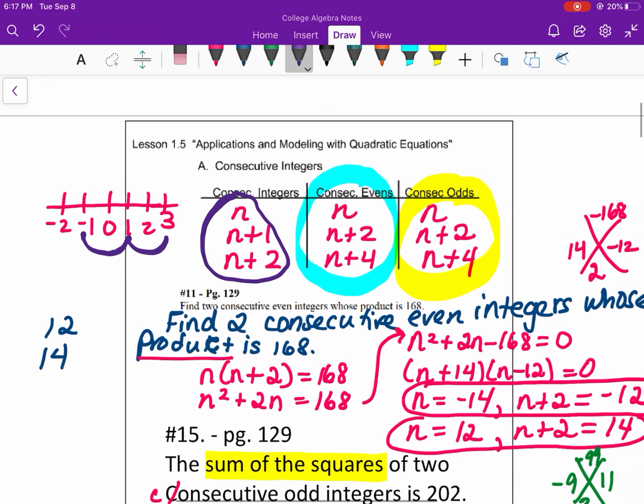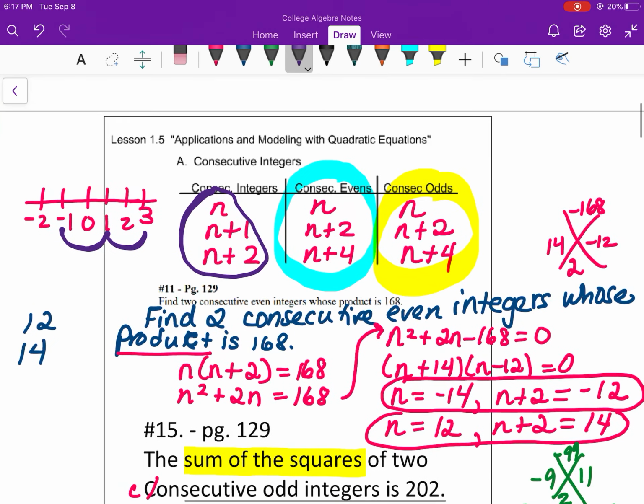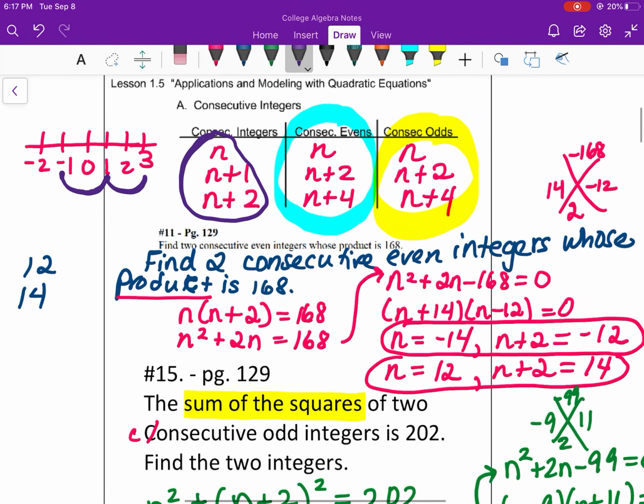The goal on number 11 here is to get you to find 2 consecutive even numbers whose product is 168. So because we're doing 2 consecutive even, we're going to take these 2 right here, and that's what I've inserted right there. And I take their product, and that's 168. I'm going to subtract the 168 over to the left, and then over here I'm factoring and solving. Now you'll get 2 sets of answers.